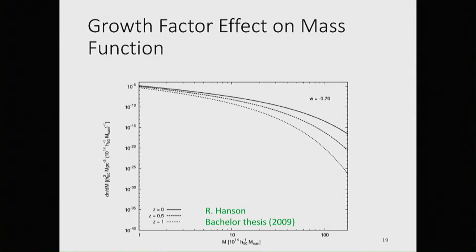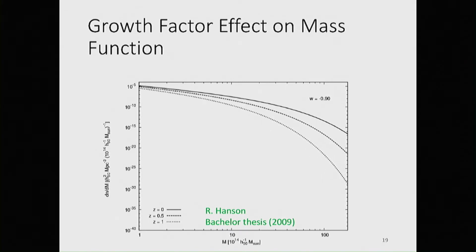So what's then the effect of that growth factor on the cluster mass function? First I should explain what the cluster mass function is. That's just the number density of clusters as a function of mass. So how many galaxy clusters do you have in a given volume, let's say a cubic megaparsec, at a given cluster mass? So for instance 10 to the 15 solar masses or so.